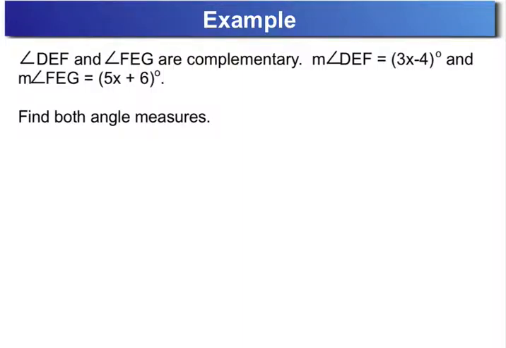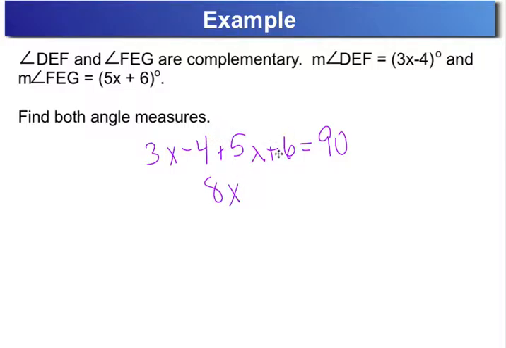In our next example, we have 2 angles that are complementary, and we're given expressions for each of them, and we want to find the measure of both angles. So, if 2 angles are complementary, I know that they sum to 90 degrees. So I will add them up and set it equal to 90. Now we'll combine like terms. 3x plus 5x is 8x. Minus 4 plus 6 is plus 2. That's 90. Subtract 2 from both sides. That gives me 88. Divide both sides by 8.